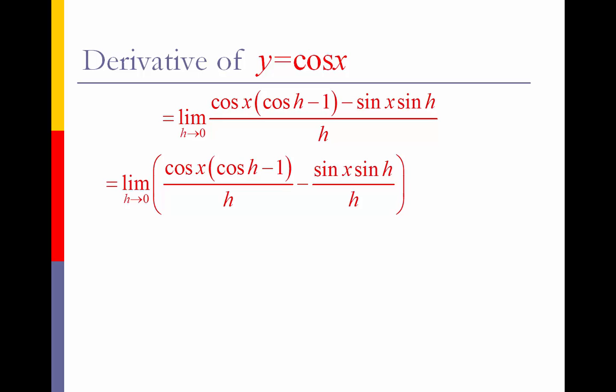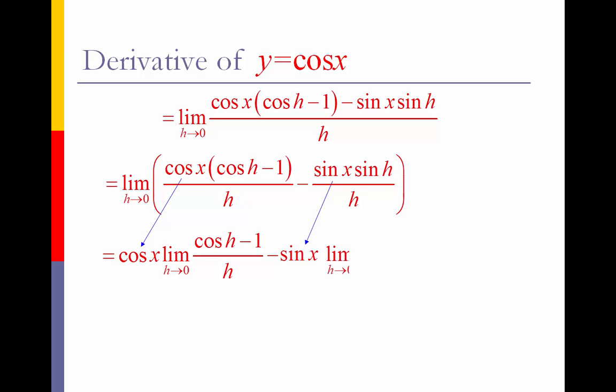So we end up with the limit as h approaches 0 of, first of all, cosine x times cosine h minus 1 all over h, and then minus sine x sine h over h. But now notice that in the first fraction, the cosine x does not depend on h, and in the second fraction, the sine x does not depend on h, which means we can take both of them outside of the limit. So we can take the cosine x, move it out, and then be left just with the limit as h approaches 0 of the remaining fraction. And then we can do the same thing with the second one. The sine x can go outside of the limit because it does not depend on h, and we're left with that limit.